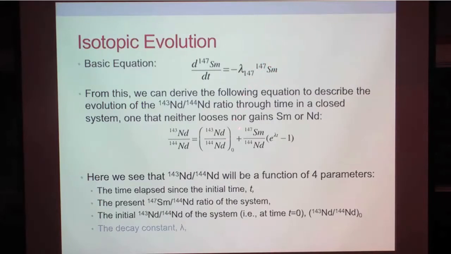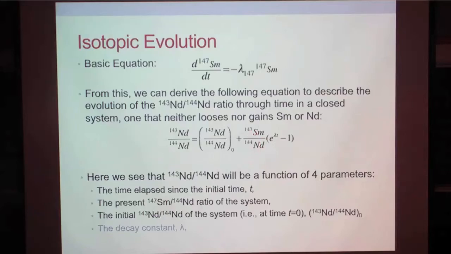We can, from that equation, derive this one, which tells us that the 143/144 neodymium ratio at the present time is a function of the initial ratio at some initial time, plus the parent-daughter ratio times this. The key thing here is the time elapsed since that initial time, and here's the decay constant. Point is, we see that this ratio is going to be a function of just four things. One is the time elapsed since the initial time.